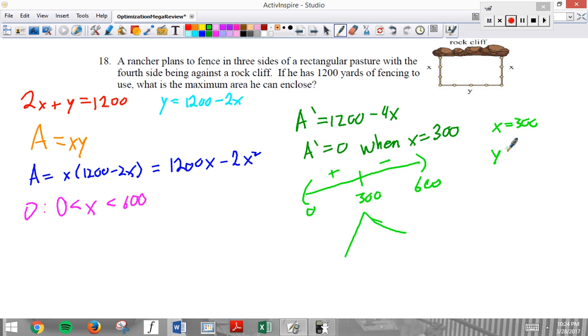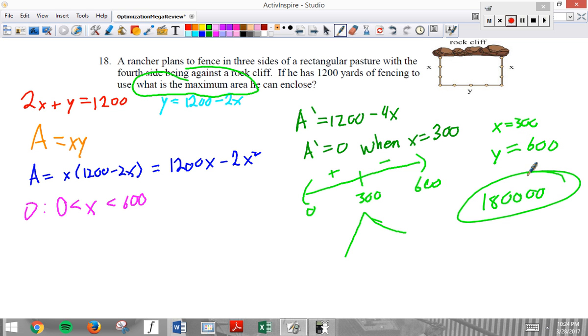Y equals what? 600. What is the maximum area? What's 600 times 300? It's some ginormous number. 180,000, I think. Ta-da!